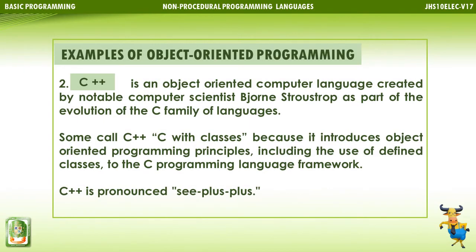C++ is an object-oriented computer language created by notable computer scientist Bjarne Stroustrup as part of the evolution of the C family of languages. Some call C++ "C with classes" because it introduces object-oriented programming principles, including the use of defined classes, to the C programming language framework. C++ is pronounced "C plus plus".